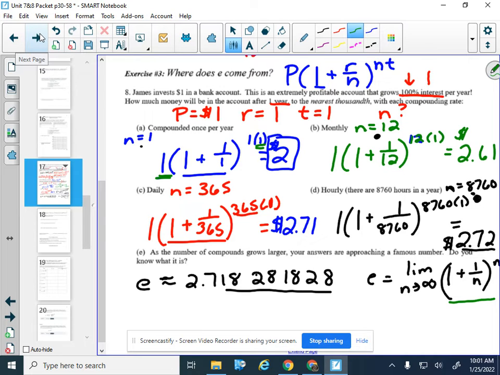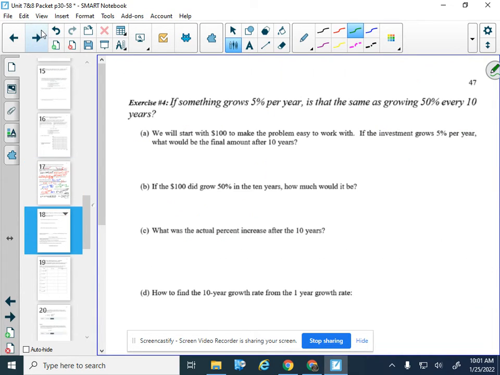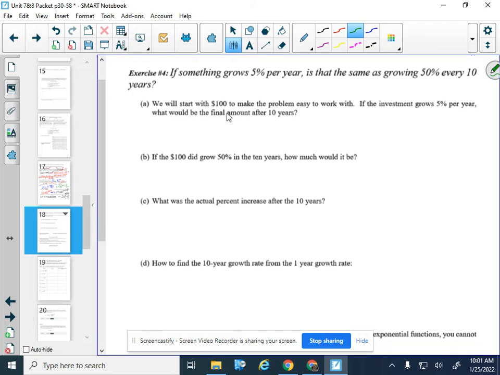Looking at the next page, this is our last one. It says, if something grows 5% per year, is that the same as growing 50% every 10 years? And this is a super common mistake people make.